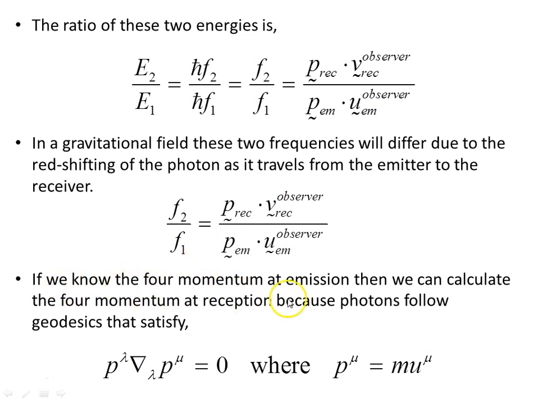If we know the four momentum at emission, then we can calculate the four momentum at reception, because photons follow geodesics that satisfy the geodesic equation, here in terms of the four momentum, that's 0, and P mu is m u mu.